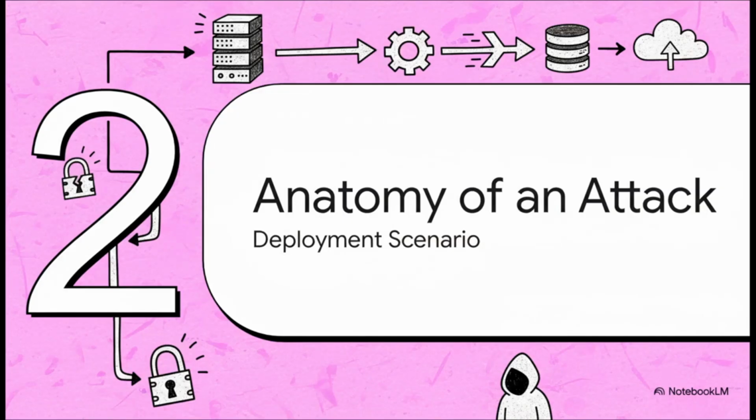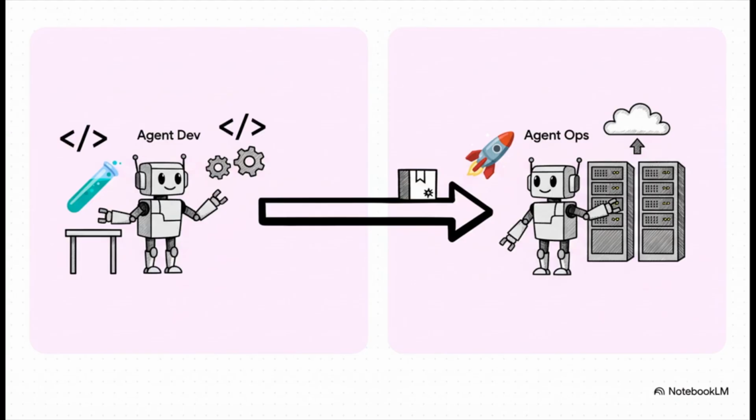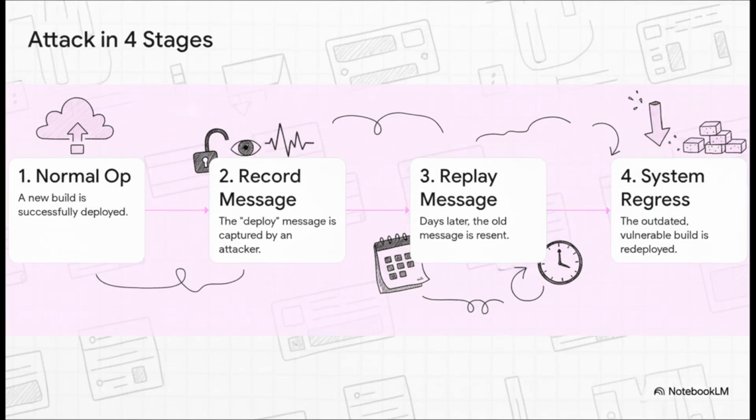Okay, so to really see how bad this can get, let's walk through a super realistic scenario. We are going to look at something tons of companies use, an automated software deployment pipeline. This is where it gets real. In our little story here, we have two main characters. On one side, you have Agent Dev. Its whole job is to prep and test new software builds. And once a build gets the green light, it sends a command over to Agent Ops. And Agent Ops' job is to take that new software and push it out to the live production environment for everyone to use.